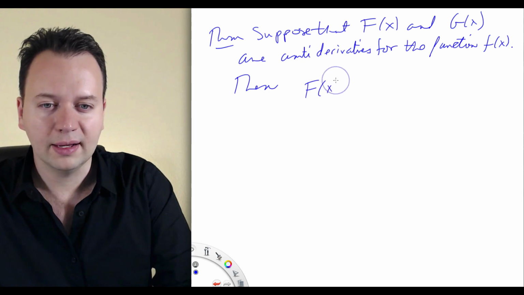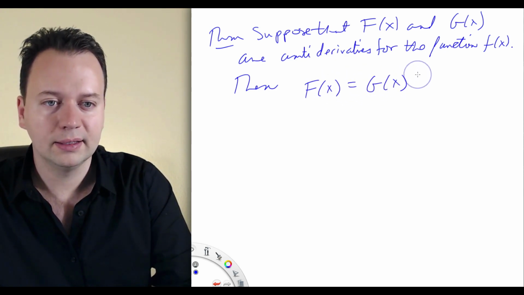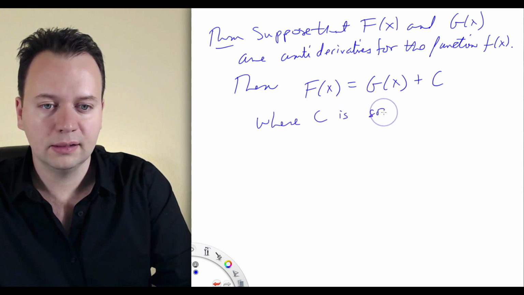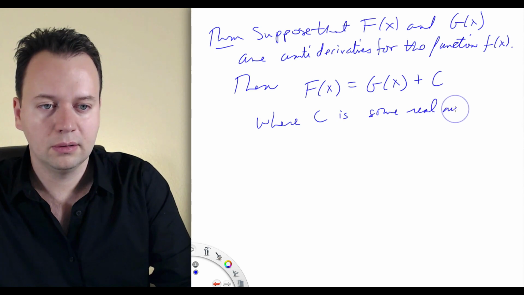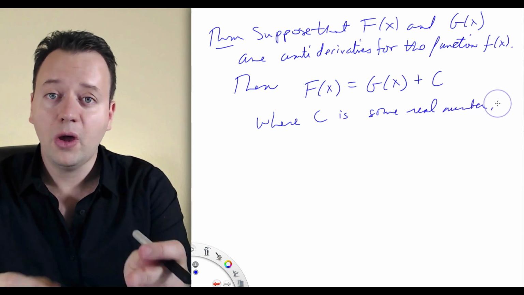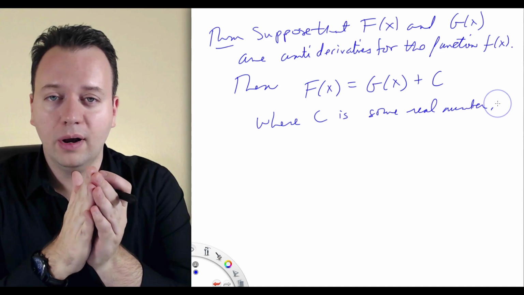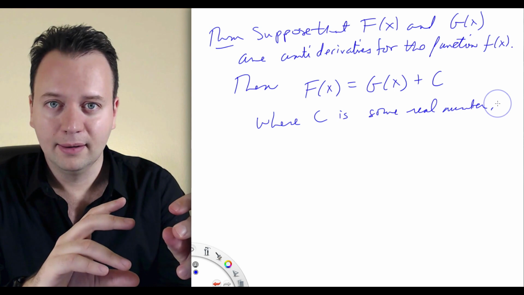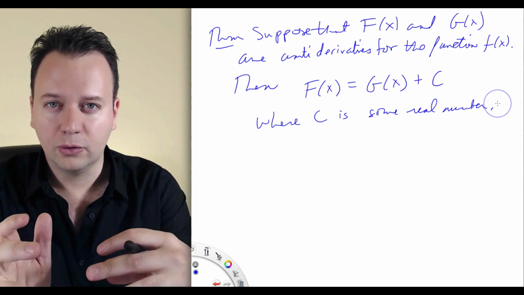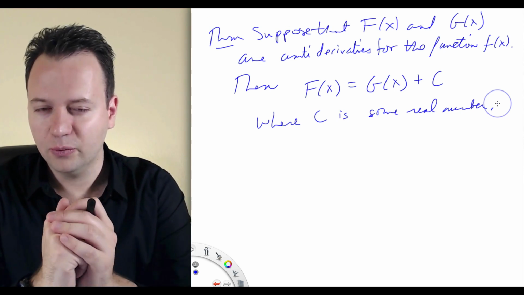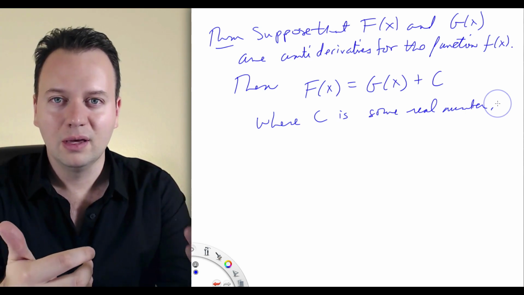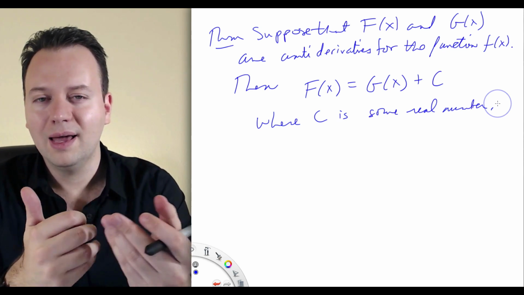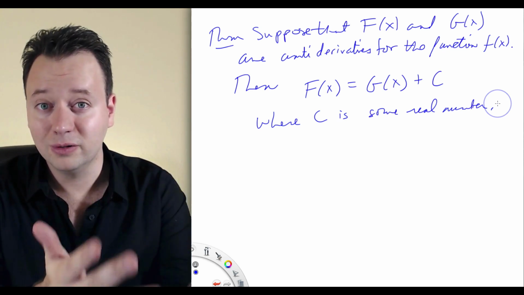Then capital F of x is equal to capital G of x plus c, where c is some real number. In other words, whenever you have two antiderivatives for a given function, they are always related to each other by a constant, right? So this answers the question, well, are there other antiderivatives? Suppose you find one antiderivative and you have a nice expression for several antiderivatives of a function. You might ask, well, is this all that there is? And the answer is yes.